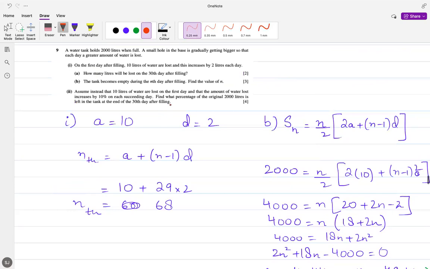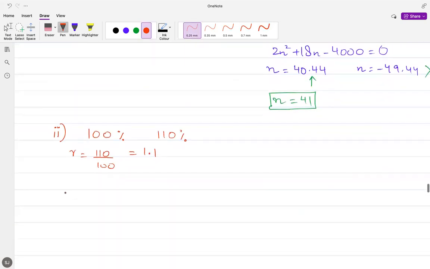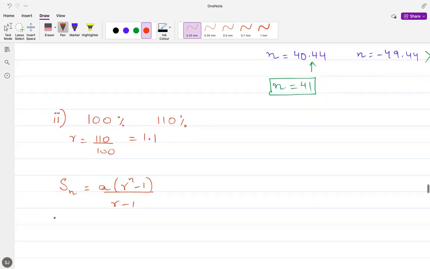Now the question is asking what percentage of the original 2000 liters is left in the tank at the end of the 30th day. First of all, we need to find out how many liters of water are lost after 30 days. So we'll apply the sum formula. The sum formula for n terms of a GP is given by a into r to the power n minus 1 upon r minus 1. A was 10, the common ratio was 1.1, n will be taken as 30, minus 1 upon, so common ratio was 1.1 minus 1.